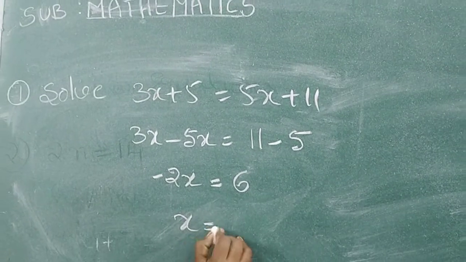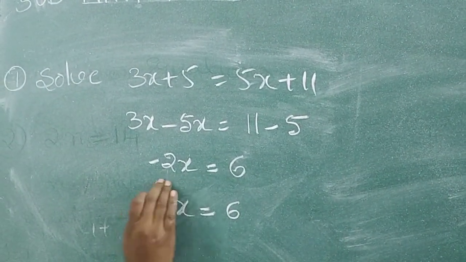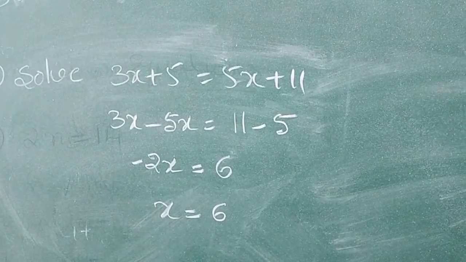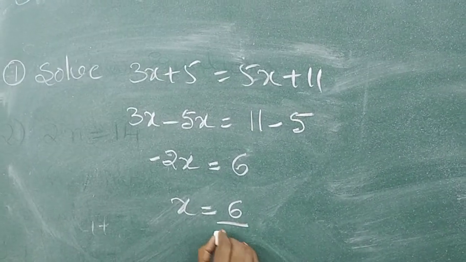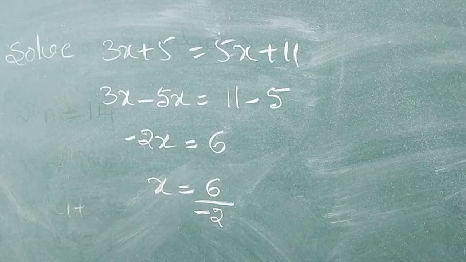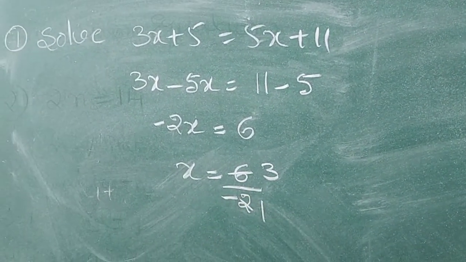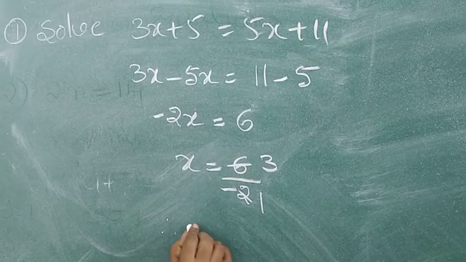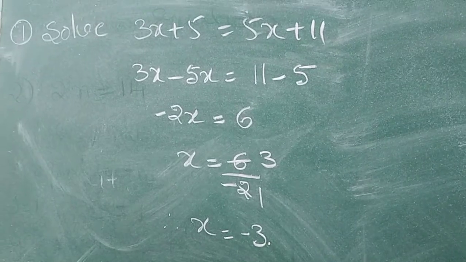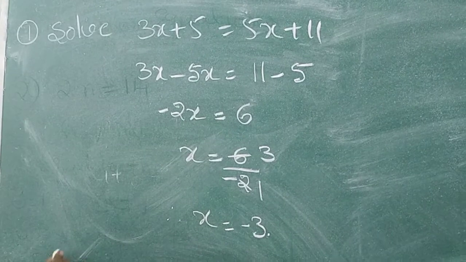Minus 2x is equal to 6. 2x is the into form. It can be changed to the divided by form, that is divided by minus 2. 2 ones are 2, 2 threes are 6. So the value of x is equal to minus 3. Check the equation.